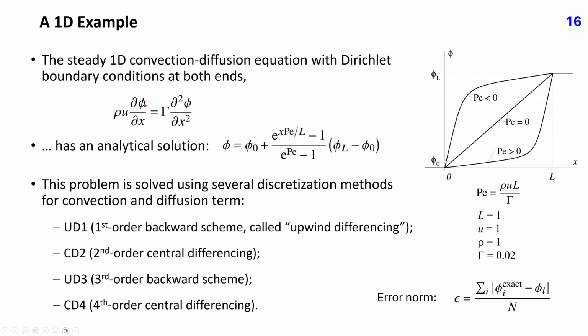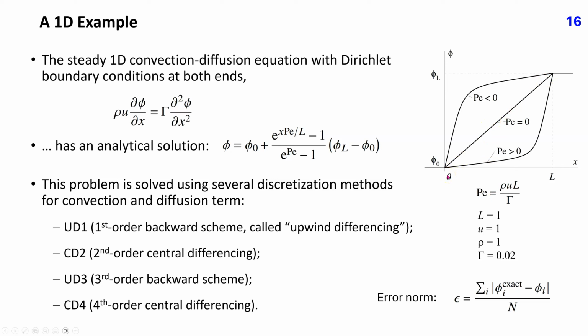has an analytical solution given by this expression. Here, PE is the Peclet number defined by this expression. It looks the same as the Reynolds number when dynamic viscosity is replaced by the diffusion coefficient gamma. These are the values of other parameters. For the Peclet number equal to 0, there is no flow and we have a pure diffusion. In that case, the steady state solution is a linear variation of phi.